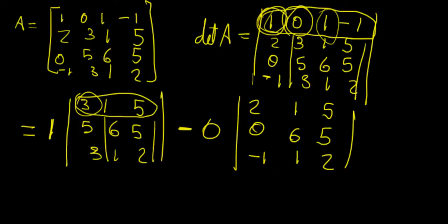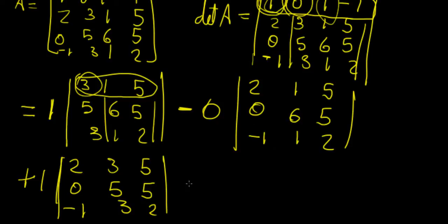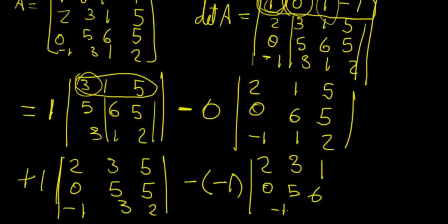So the next element is going to be positive, so that's going to be plus 1 times the whole determinant. So this is going to be a 3 by 3 determinant again. So if we block this column and that row, we're left with these 2 columns and this one. So that's going to be 2 3 5, 0 5 5, and then minus 1 3 2. And for the last one, we're going to have minus again, minus 1 times the determinant of this whole chunk here. So that's 2 3 1, 0 5 6, minus 1 3 1.